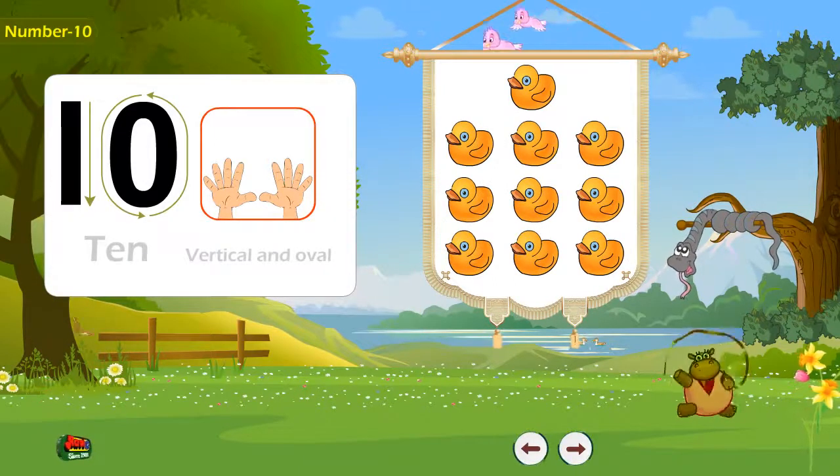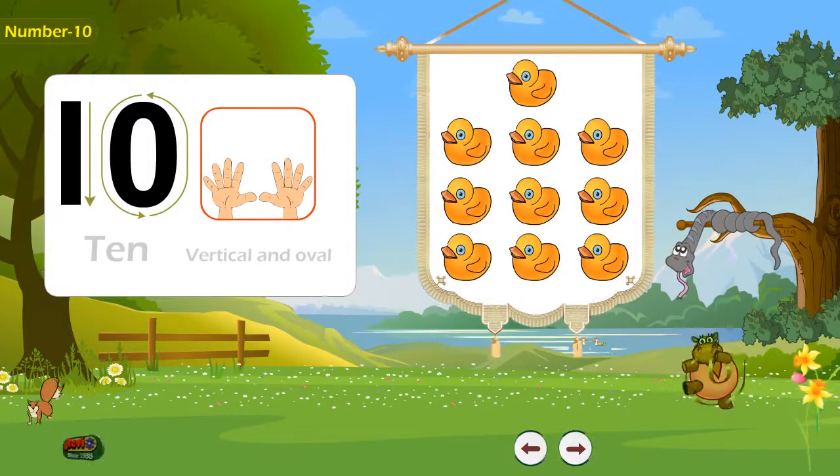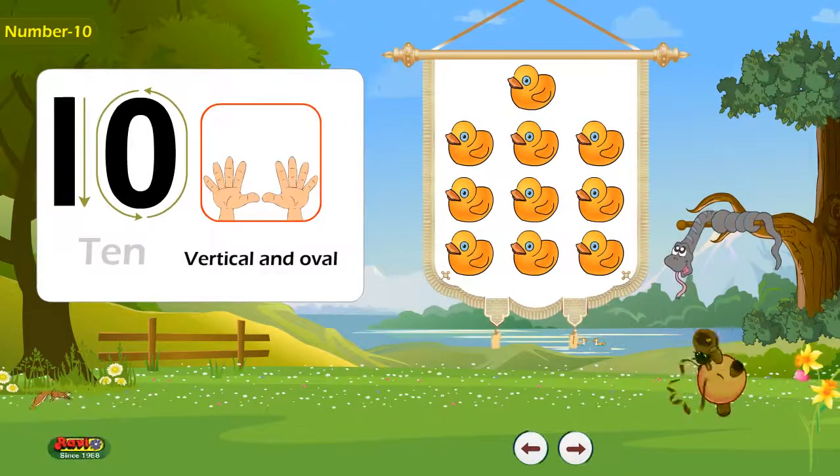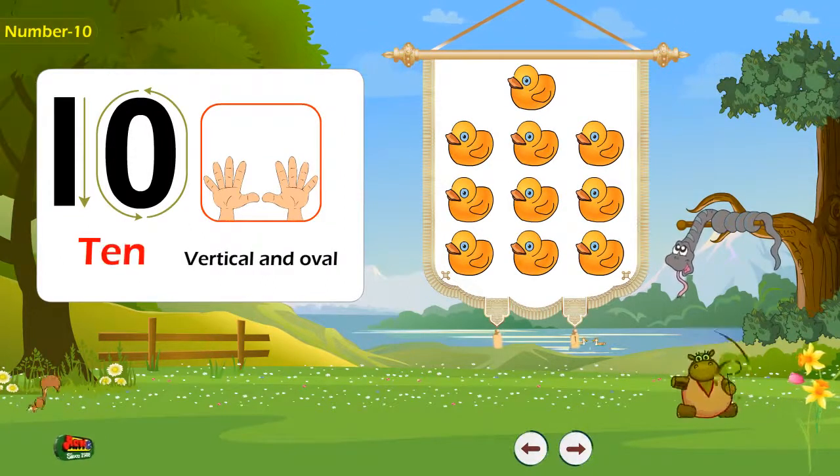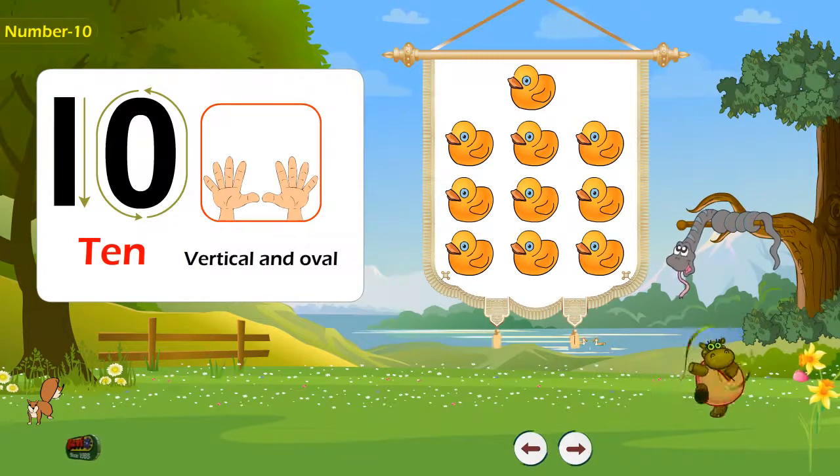Children, let's repeat again. 10. P-E-N. 10. Vertical and oval.